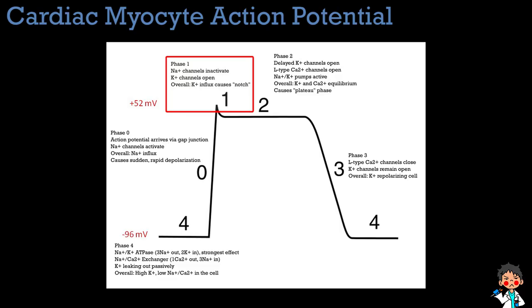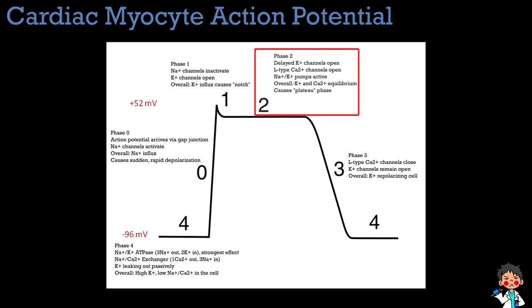which is what causes this downward notch at phase 1. However, soon phase 2 happens where the L-type calcium channels open and calcium will flow into the cell even as potassium tries to exit. So what you end up with is positive charge coming in via calcium and positive charge leaving via potassium overall. And that causes this plateau phase at phase 2.